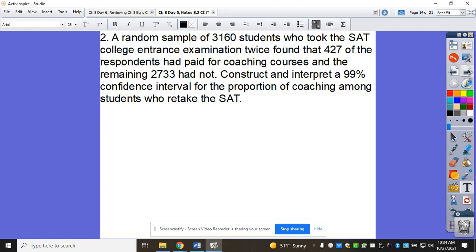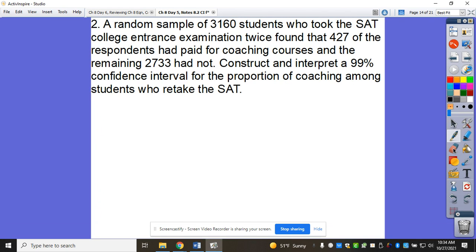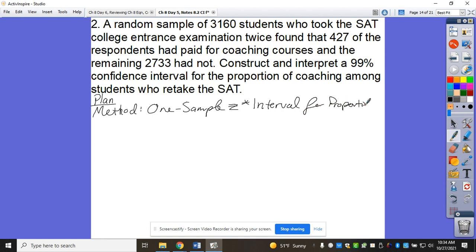All right, so plan. I'll start with method. We only had one method yesterday, so that part should be pretty easy. This is a what? And I'm going to check my conditions. My first condition is what? What do I write beside random? Stated random sample, random selection.